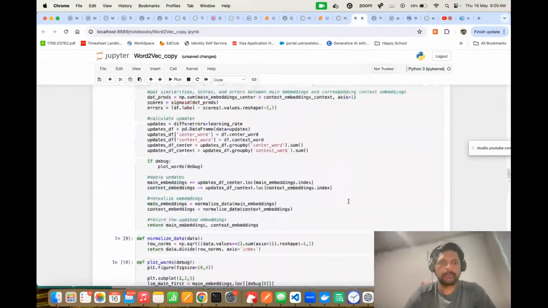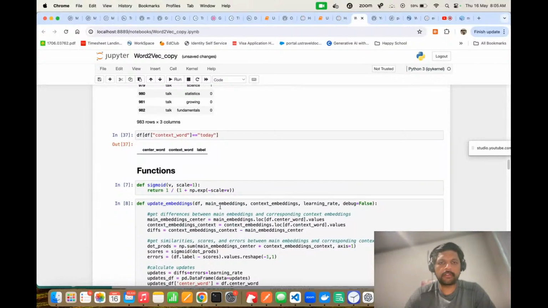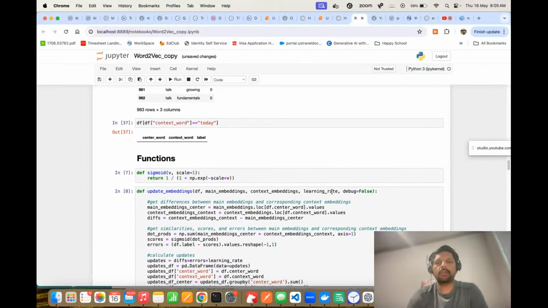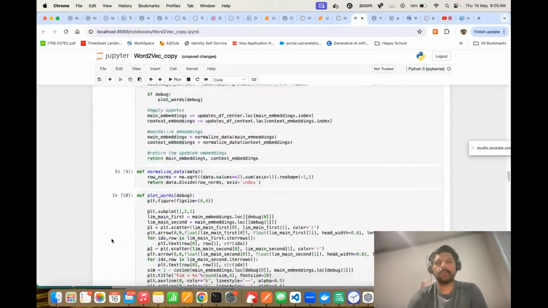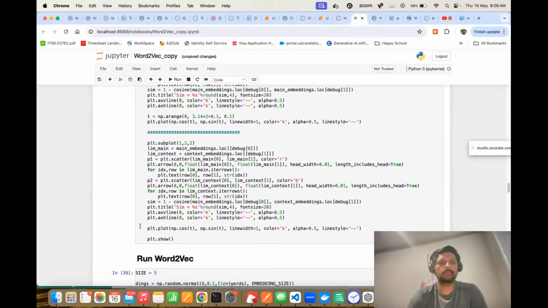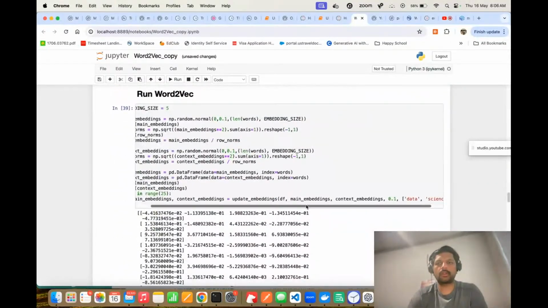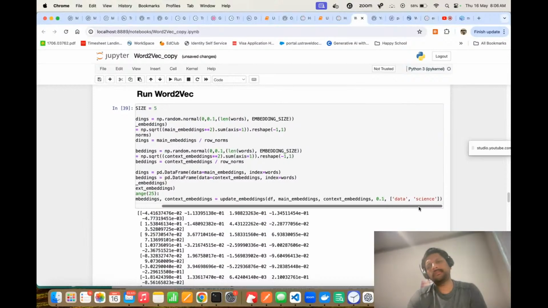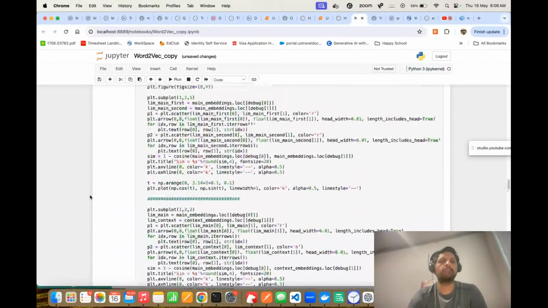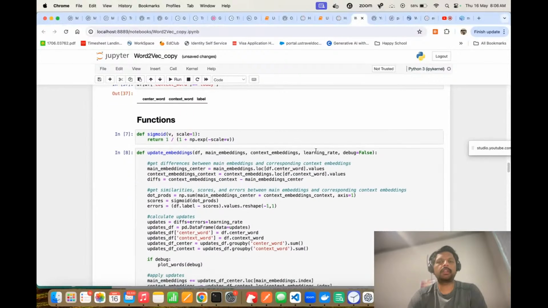Let's look at the method. Update embedding, data frame, main embedding, context embedding, learning rate 0.1, debug equal to false. Which is good. Where is it? No, here. Here he is sending learning rate, comma, or debug data and science is what he's passing. If you don't pass anything, it will be false. Otherwise, debug is equal to those two words. Okay.